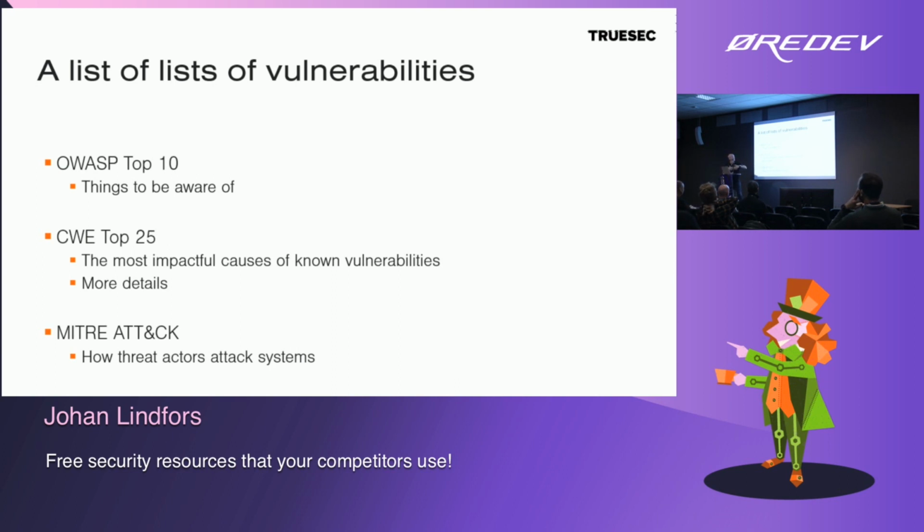So if you are getting started with educating yourself in security, you should be aware of the OWASP top 10. But then you can become a bit more sophisticated. You should probably look into the CVE top 25. Then if you really want to go deep down, you go for MITRE ATT&CK, because then you're also talking about how attack vectors are used by attackers and such. So it's more about threat actors.